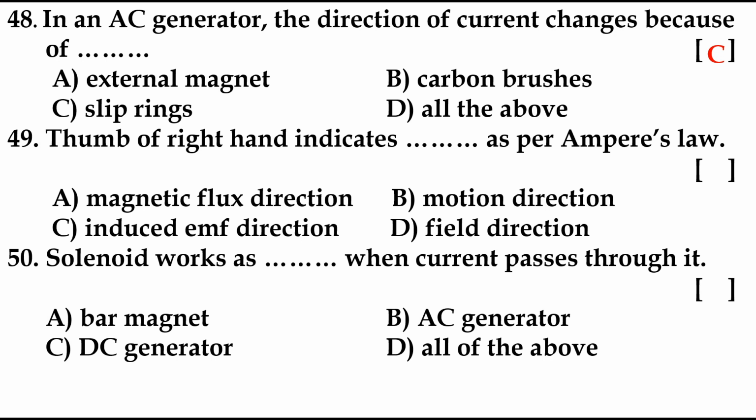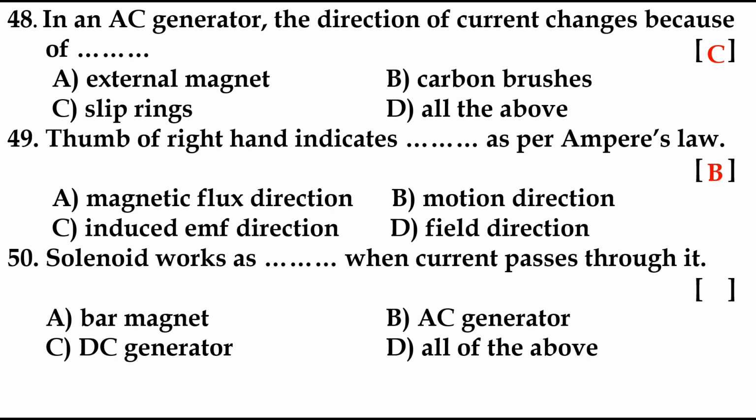49. Thumb of right hand indicates dash as per Ampere's law. A. Magnetic flux direction. B. Motion direction. C. Induced EMF direction. D. Field direction. Answer is option B. Motion direction.